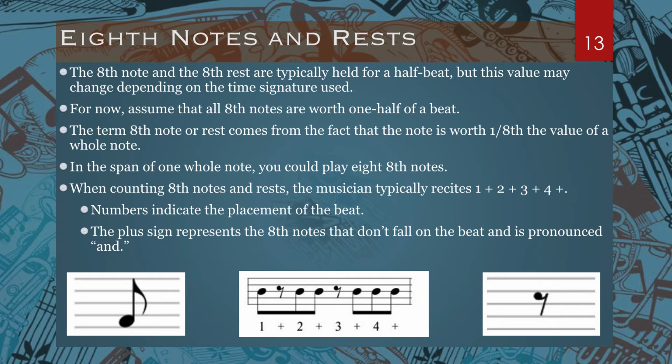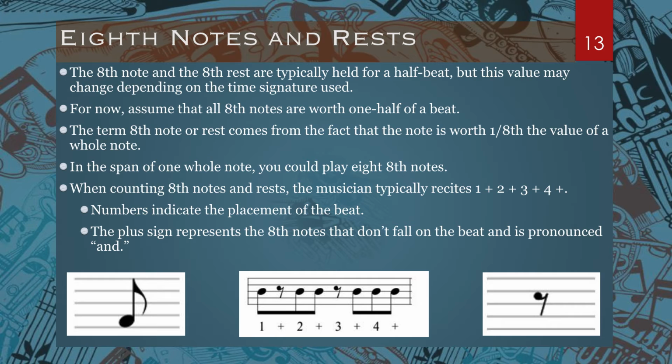So when counting 8th notes and rests, the musician typically recites 1 and 2 and 3 and 4 and. Now you'll notice I said and instead of plus. That plus symbol is used to indicate the word and, but it's not pronounced as plus. That's an important thing that you should understand. And using these subdivisions, by putting the and on every other beat, we're able to count note values that are actually less than the simple beat.